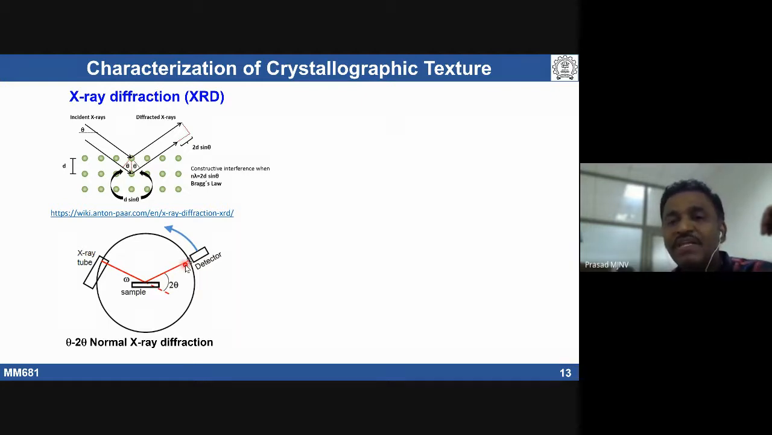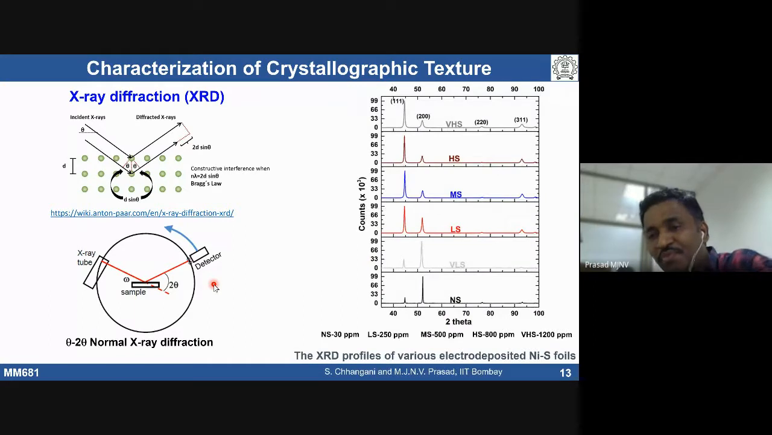So from this X-ray diffraction we get a plot with counts on the y-axis and 2 theta on the x-axis. Typically we take 2 times the Bragg theta, so 2 theta will be used. We get some peaks at certain Bragg angles, and each Bragg angle corresponds to a particular plane.